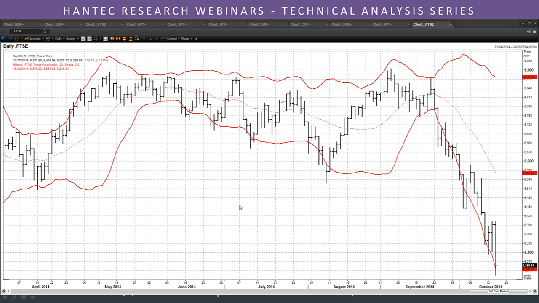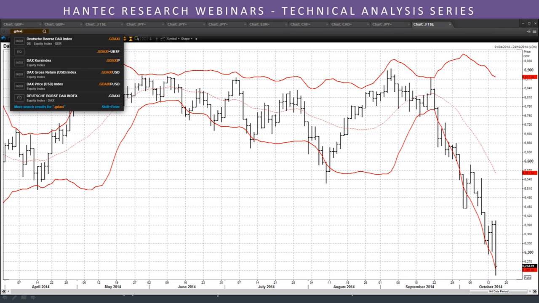FTSE, starting off with the indices, FTSE, Bollinger Bands, massively wide apart, but there's no real signal that suggests there's any reversal in FTSE. It's still going down. You'd still be playing the Bollinger Bands to the downside, hugging the bands, strong trend. FTSE looks like it's going lower as per Bollinger Band analysis, and I'll have a look at FTSE in a different way in a bit with the other indicators, but certainly according to the Bollinger Bands, FTSE looks pretty negative still.